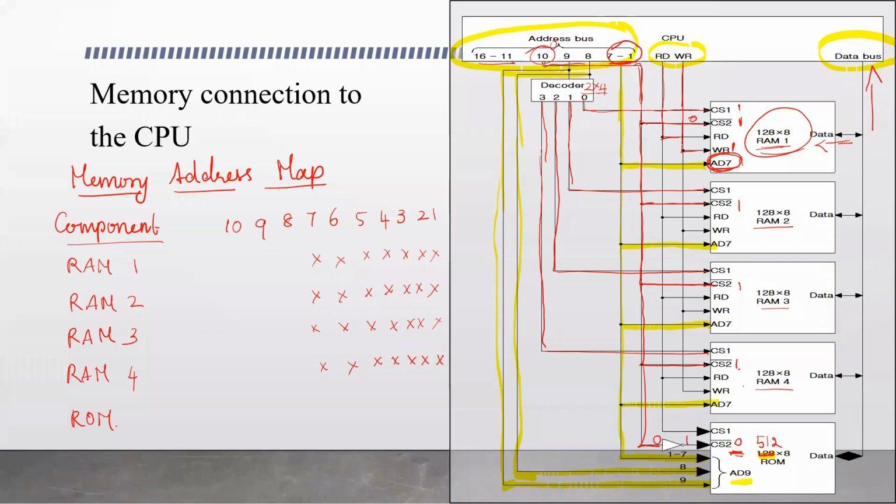And how many bits are connected to read-only memory? Here we need 9 bits, so including this 9 and 8 bits, the least significant 7 bits.